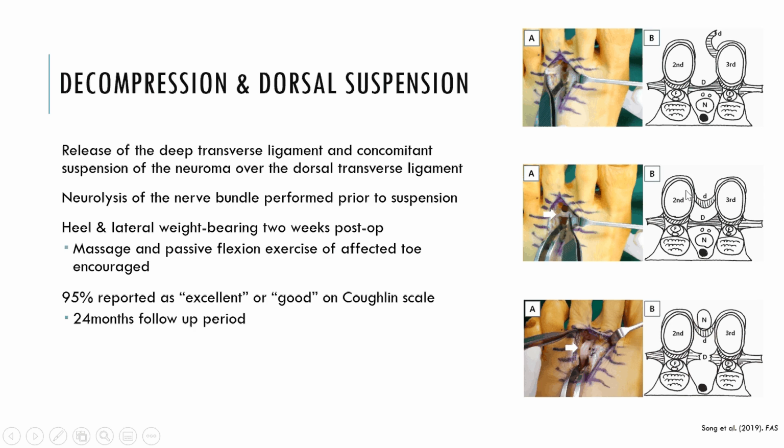The deep transverse ligament is then dissected before neurolysis of the neuroma occurs. The neuroma is then transpositioned dorsally to be suspended over the dorsal transverse ligament, which is reattached with sutures. Adhesion barriers and a silicone drain are inserted to prevent hematoma. Following the procedure, the patient can partially weight bear using heel and lateral pressure for 2 weeks. Instead of massage, passive flexion exercises of the digits are encouraged. At a 24-month follow-up period, 95% of patients reported either a good or excellent result according to the Coghlan scale.